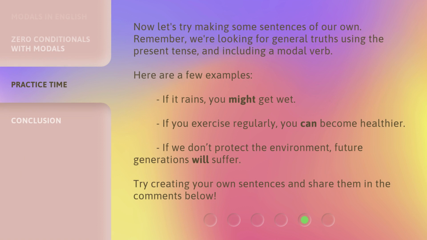Now let's try making some sentences of our own. Remember, we're looking for general truths using the present tense, and including a modal verb. Here are a few examples. If it rains, you might get wet. If you exercise regularly, you can become healthier. If we don't protect the environment, future generations will suffer. Try creating your own sentences and share them in the comments below.